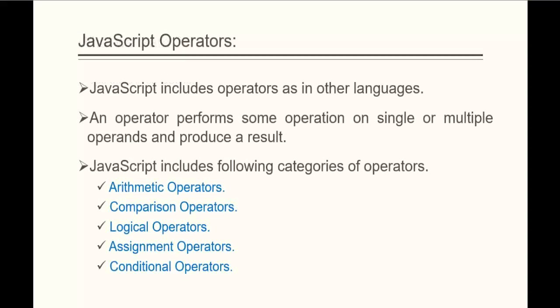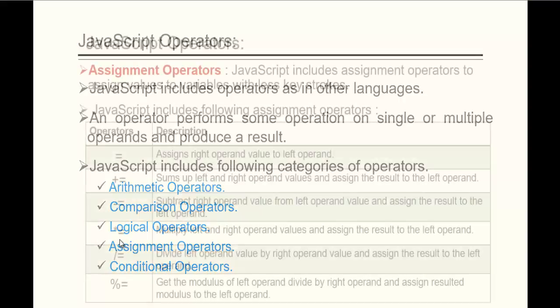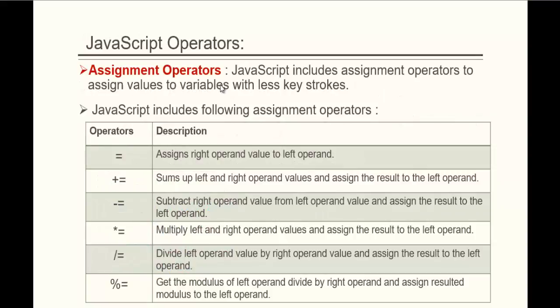Right now, let us understand that very clearly. JavaScript includes operators as in other languages. An operator performs some operation on single or multiple operands and produces a result. Keep in mind, in the last three sessions, we learned about arithmetic, comparison, and logical operators. Right now, we are going to understand completely about the assignment operator. So, it's time to understand the assignment operator.